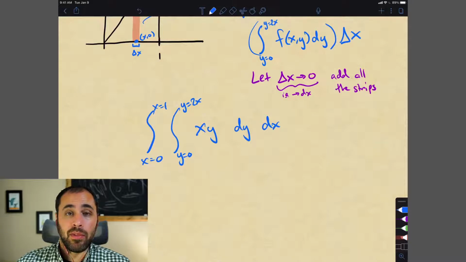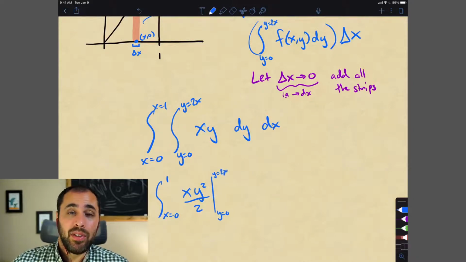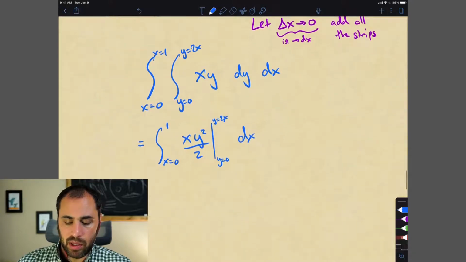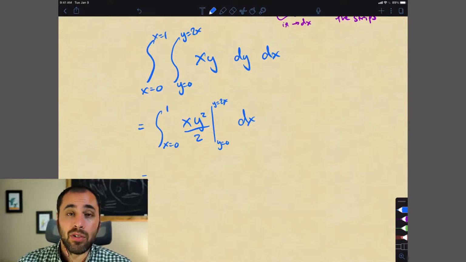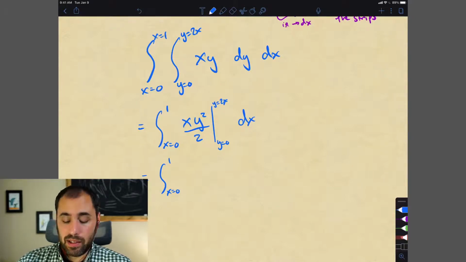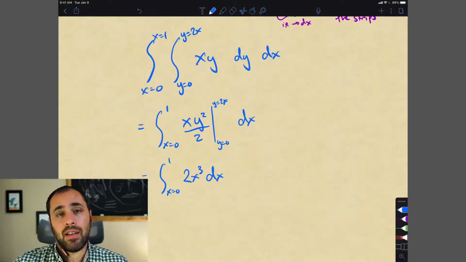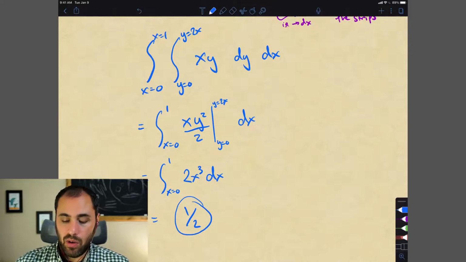We'll apply the fundamental theorem of calculus on the inside. Since dy is on the inside, we're taking the antiderivative with respect to y here, treating x like a constant. And now when we plug in the endpoints, the endpoints depend on x. So we'll plug in 2x for y, we'll plug in 0 for y, and subtract those just like we do with the fundamental theorem of calculus. And we're left with an integral at this point involving only x. Hopefully we can do this easily. And we'll see that the answer is 1/2. That is the volume under the surface z equals xy over the region of this triangle, 1/2.